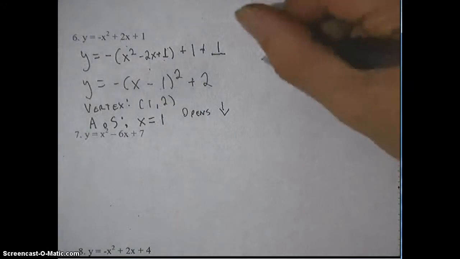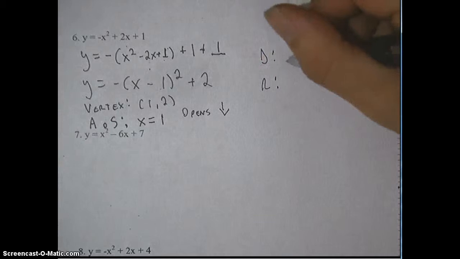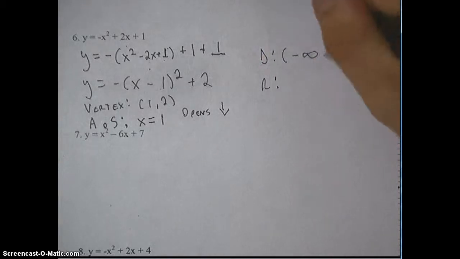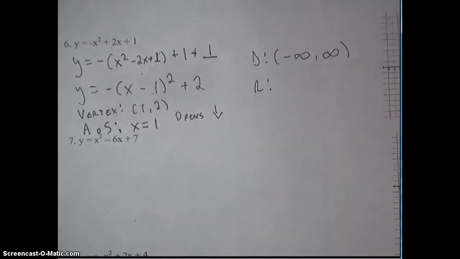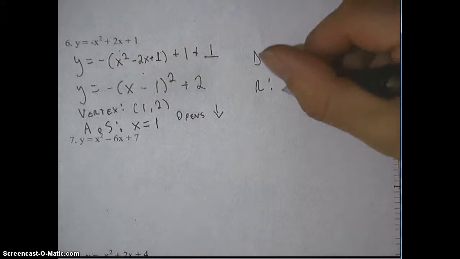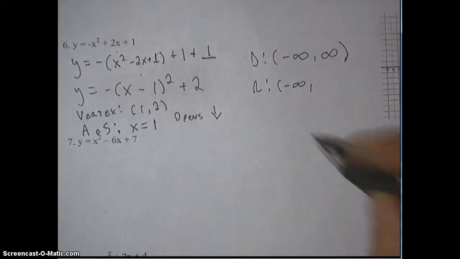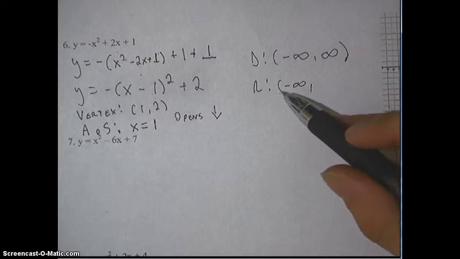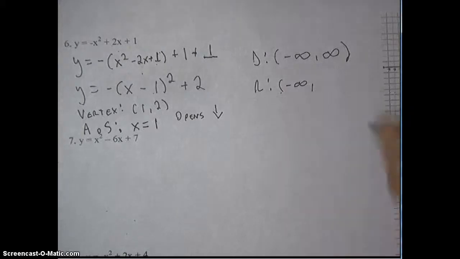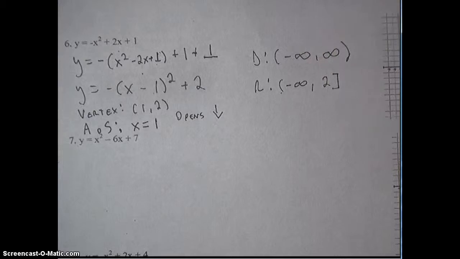On number 6, we're supposed to write the domain and range using interval notation. Well, the domain is just from negative infinity to positive infinity, and it never quite touches those, so I used round brackets. But the range is how low to how high. The lowest value in the range is negative infinity. And it doesn't ever touch negative infinity, so I use a round bracket. Now the highest it ever gets to is positive 2. And it actually touches, so I use a square bracket.